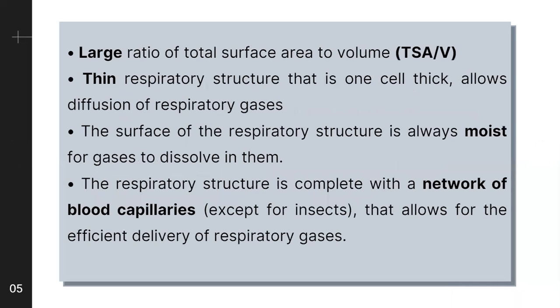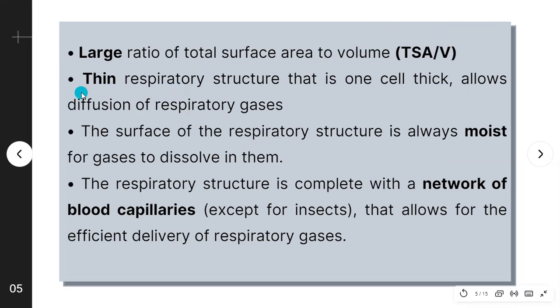All right, so what are the adaptations of the respiratory structures for a more efficient gaseous exchange? This is the overall adaptation. Later, we're going to go into details on each respiratory structure in different animals. The first one: an efficient respiratory structure should have a large ratio of total surface area to volume, which is abbreviated as TSA per volume.